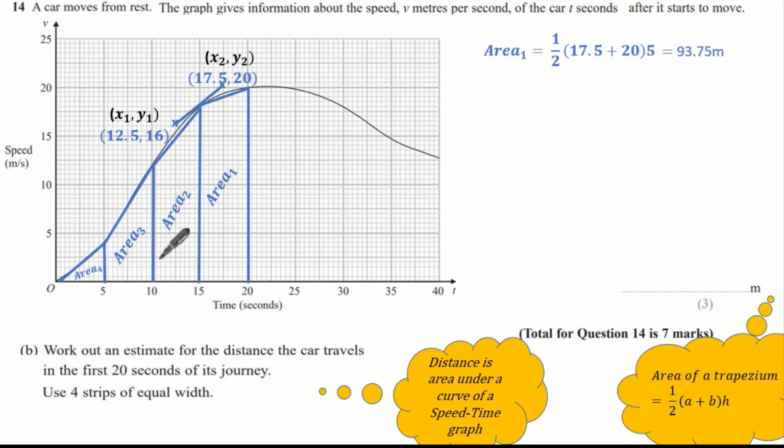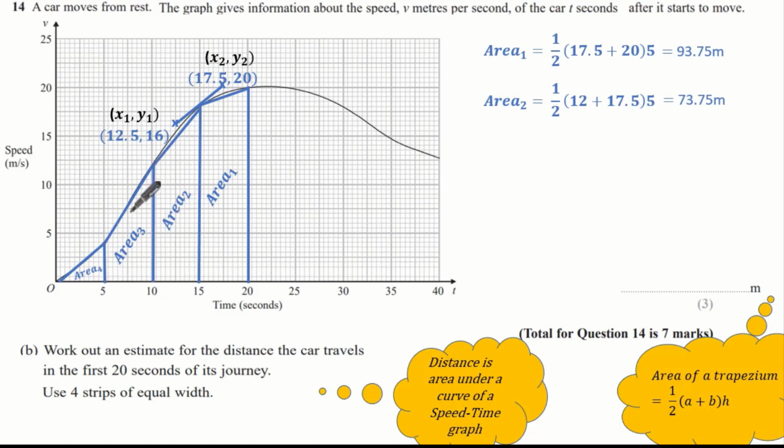Looking at area 2, we have a trapezium. So we're looking at this parallel length and this one with the perpendicular height here. It's a half times, I'm reading this to be about 12, this is 17.5, and we know our height is 5. Working this out gives me 73.75, but remember the units would be meters because it's distance.